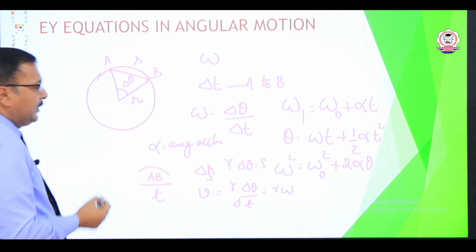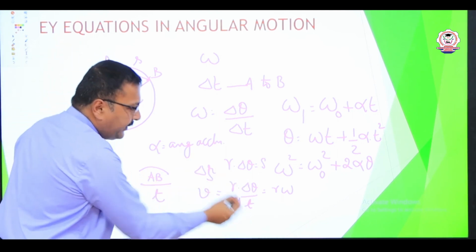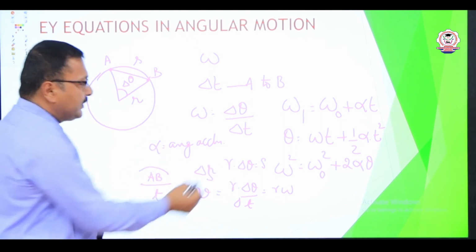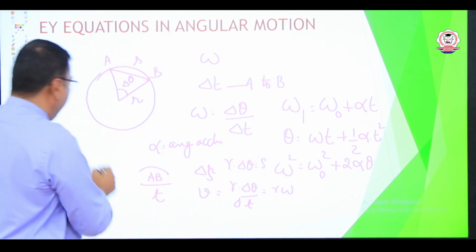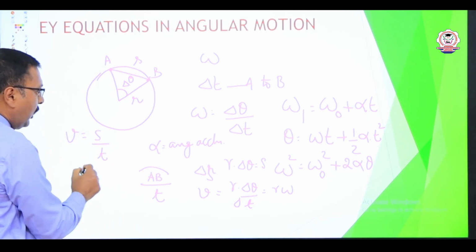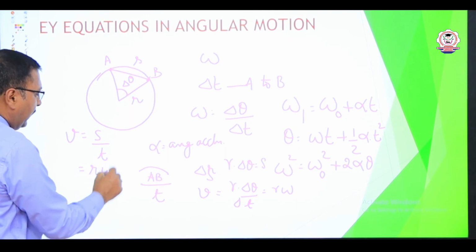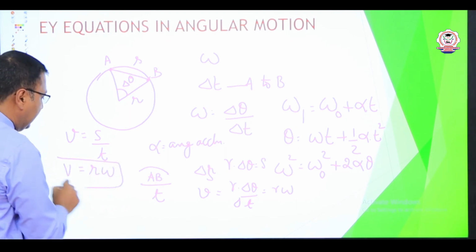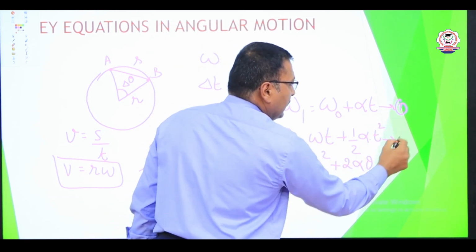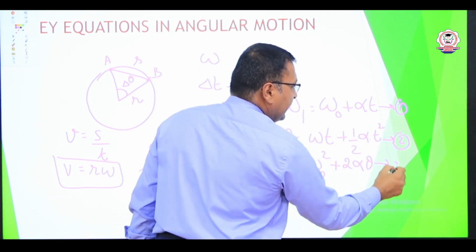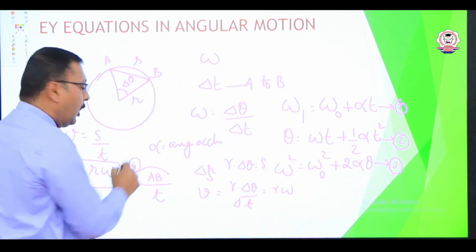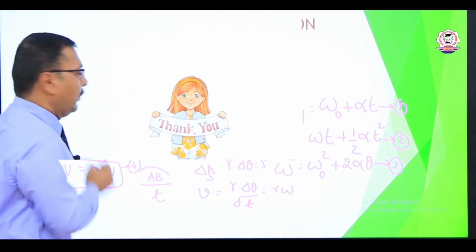How did I get that? I obtained that because delta theta by delta t is omega, and V is equal to R omega, because R into delta theta is S. In linear motion V is equal to S by t, so in angular terms it is equal to R omega. So this is equation 1, this is equation 2, this is equation 3, and this is equation 4. All you need to know in circular motion are these 4 equations.